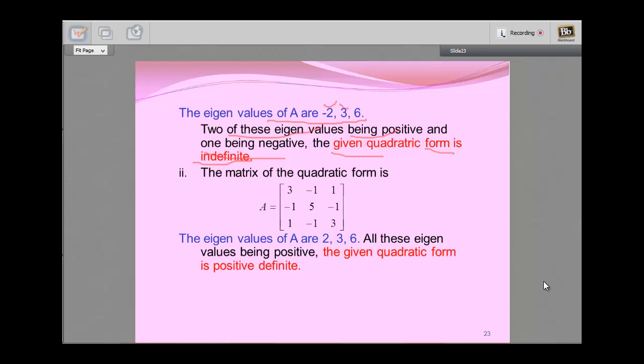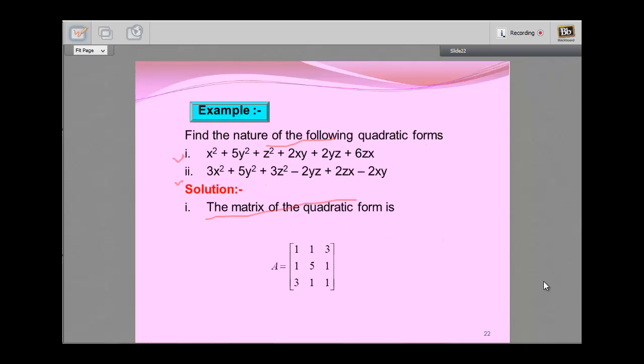Here is question number 2. The quadratic form is given, and we have to write the matrix. To write the matrix, first of all, we have to write the diagonal elements. So what are the diagonal elements? First of all, we will write 3 here, and after that we will write 5 here. After that we will write 3 here.